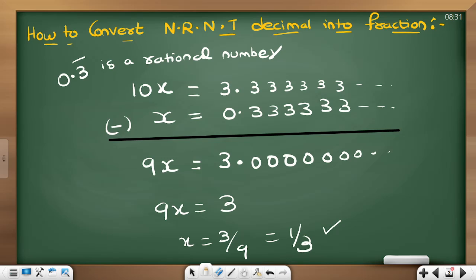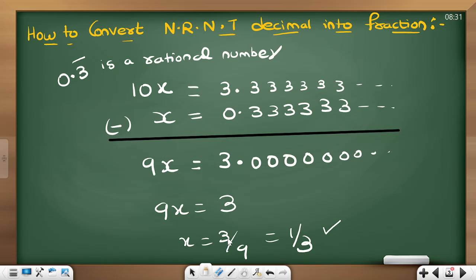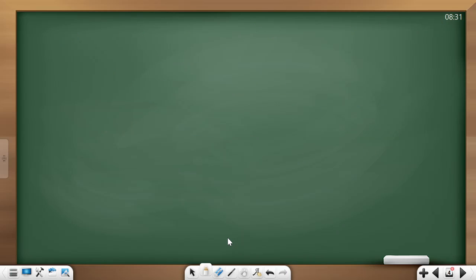Clear? Let me once check whether it is properly recording or not. Yes, it's properly recording. Therefore 0.3 bar is a rational number. Clear? Now going ahead, let's see more examples.